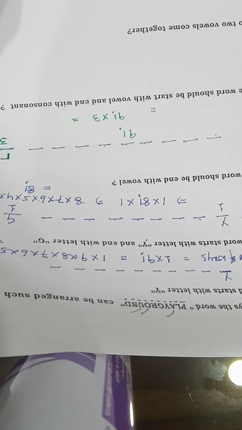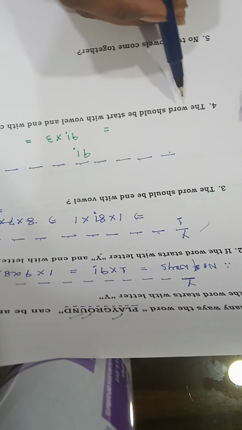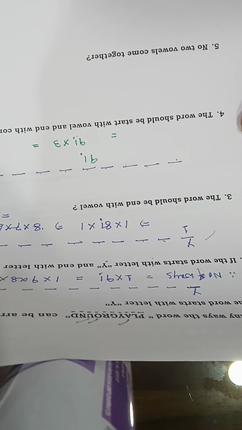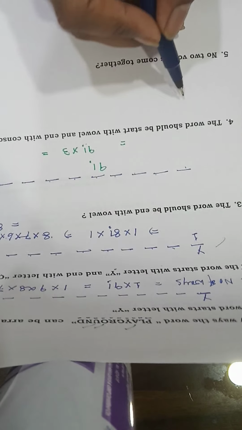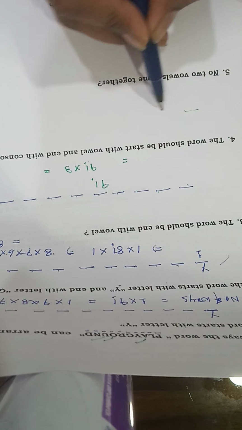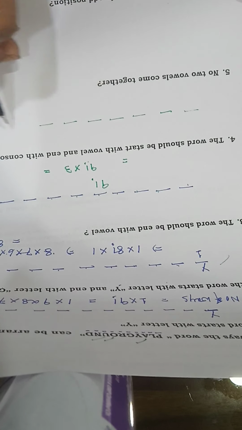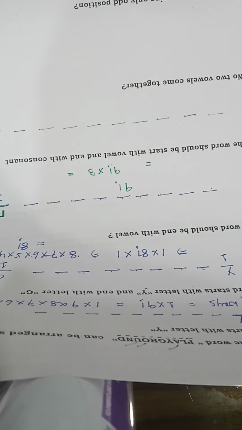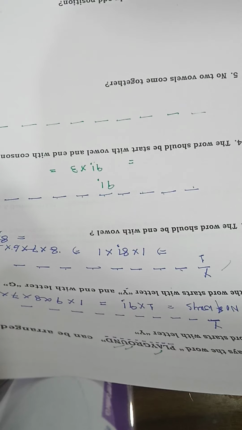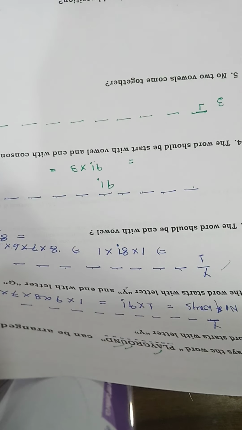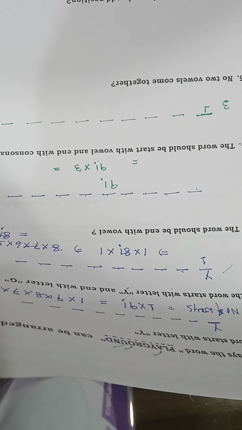The next question: the word should start with a vowel and end with a consonant. Okay, very interesting. So there are 10 places, 1, 2, 3, 4, 5, 6, 7, 8, 9, 10. Now, there are 3 vowels. So in the first letter, we can write 3 vowels, and then the consonant.